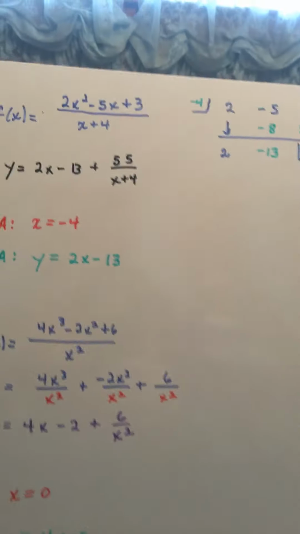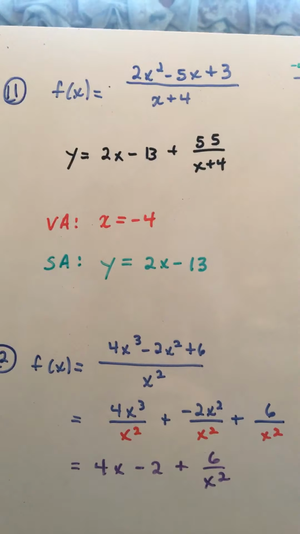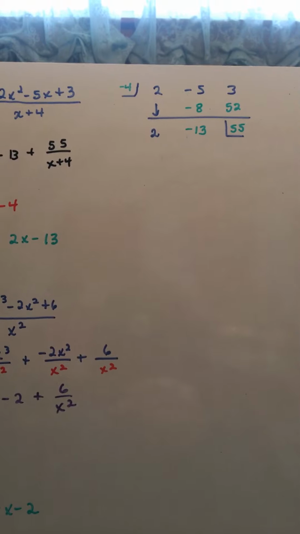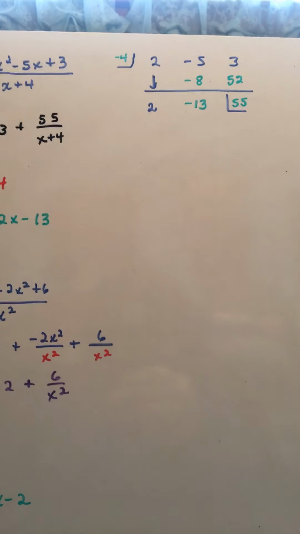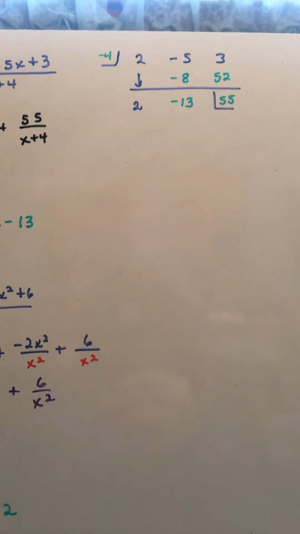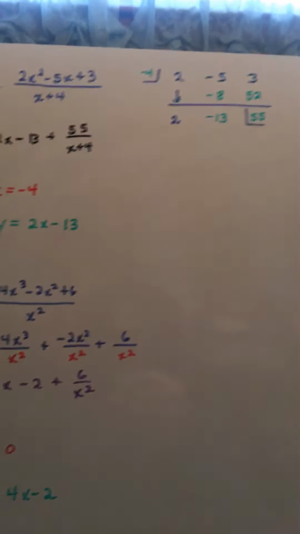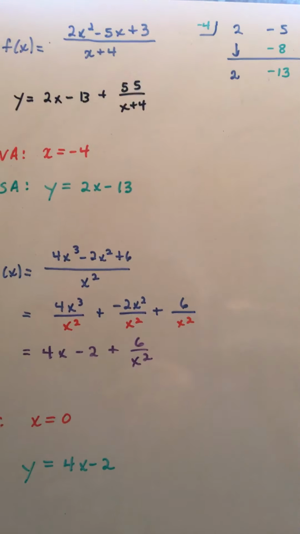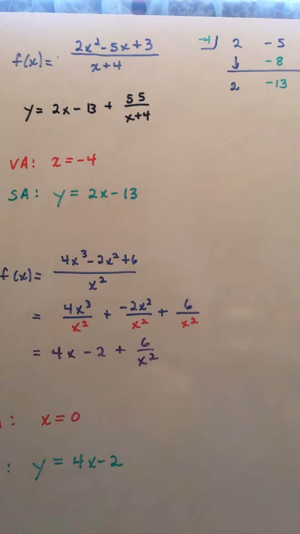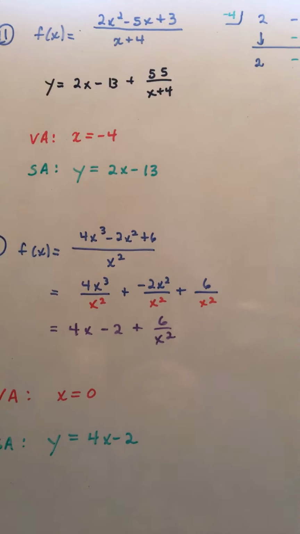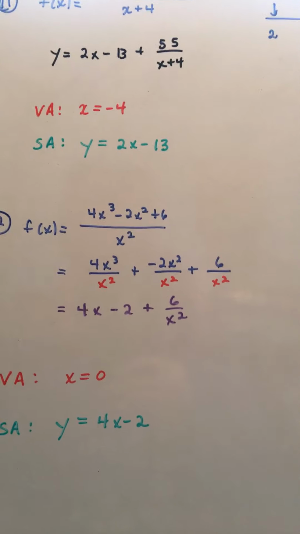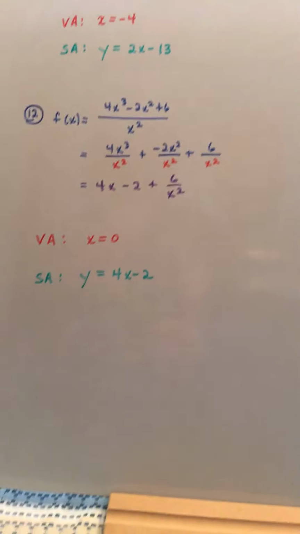Again, go ahead and put that in your calculator or in Desmos and see what that cute graph looks like. So for the next one, the degree of the numerator is once again greater. So I came over and I did my synthetic division. 2 times -4 is -8, which yields a -13, which then yields a 52, which gives us a glorious 55. So my oblique asymptote, my rewrite of my f of x is y equals 2x minus 13 plus 55 over x plus 4. My vertical asymptote is x equals -4, and my slant asymptote is the quotient, y equals 2x minus 8.